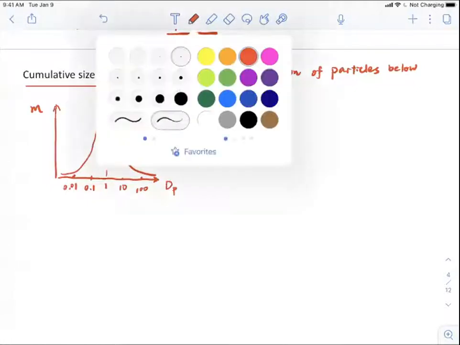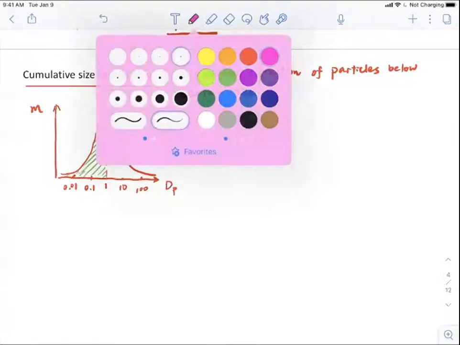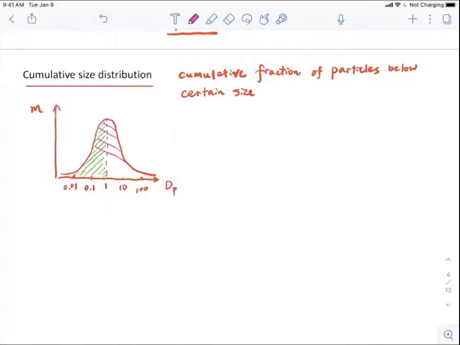So what the cumulative mass fraction means is basically we pick any size, for example, just at 1 micrometer. We do the integration of the particle concentrations, and then we divide that by the total concentration. So the total concentration is here, right? So you can find out that the cumulative mass fraction, or the cumulative size distribution at 1 micrometer, specifically for this size distribution, is going to be 50%, right?